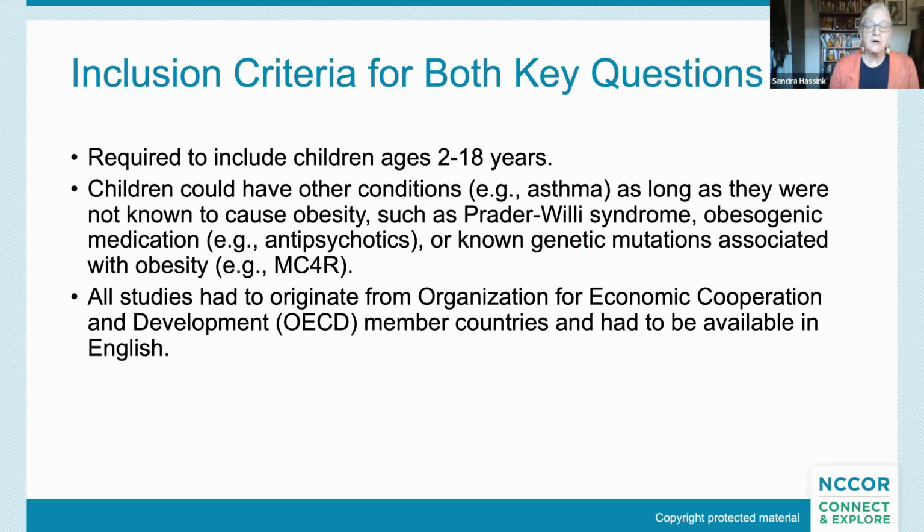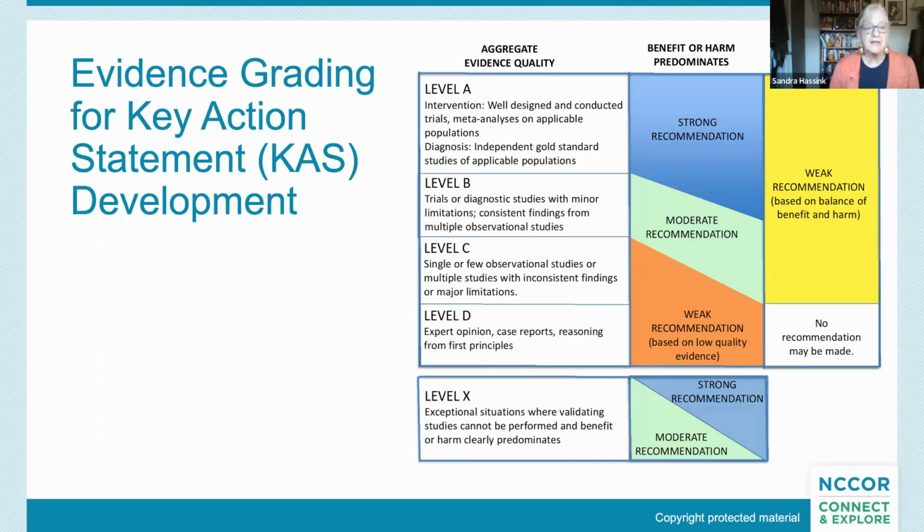The inclusion criteria, we included children 2 to 18. They could have other conditions as long as they were not known to cause obesity, such as Prader-Willi syndrome or being on antipsychotics or known genetic mutations. And all studies had to originate from OECD member countries and had to be available in English. Next slide, please. We used the evidence grading statement, which I won't go over in detail here, but this is a document the AAP uses to grade the evidence and look at benefits or harms and make a strong, moderate, or weak recommendation, or excuse me, no recommendation if we can't. Next slide, please.